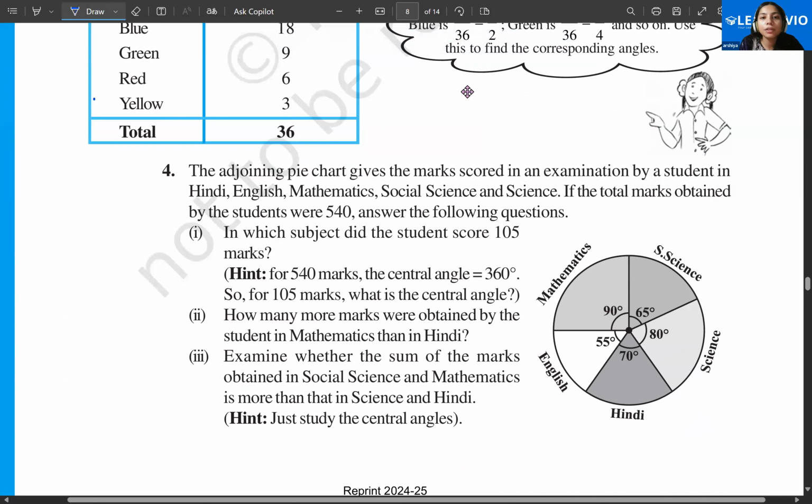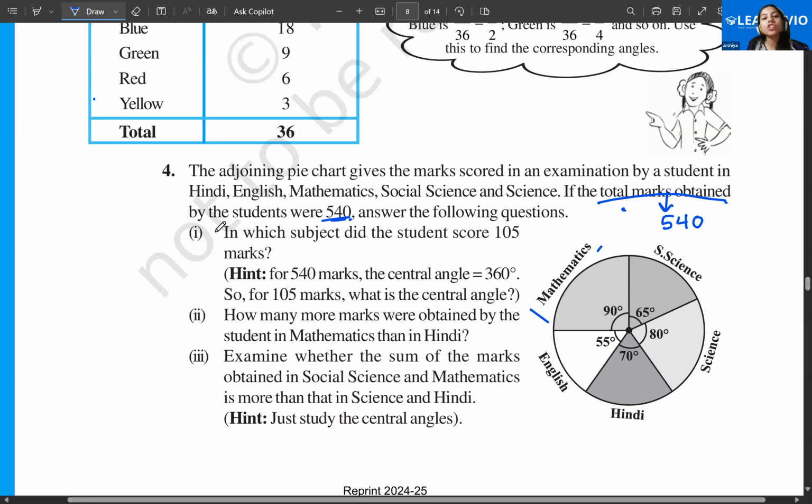Now in question number 4, they have given you this pie chart and it represents the data of one student, like the marks of one student. It has all the subjects: maths, social science, Hindi, and English. They haven't mentioned the score, but they have marked the angles, like math is 90, science is 80, and so on. One thing mentioned is that the total marks the child obtained were 540.